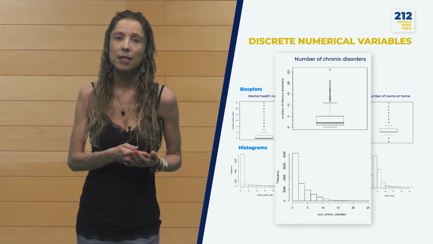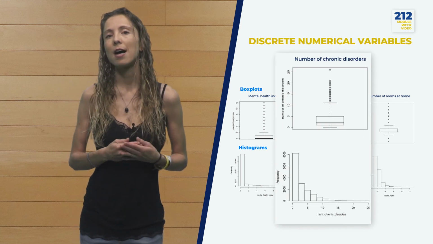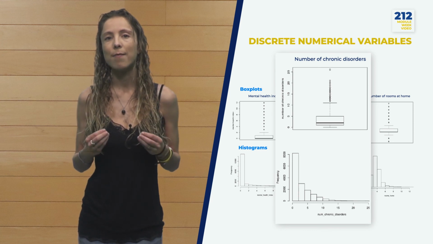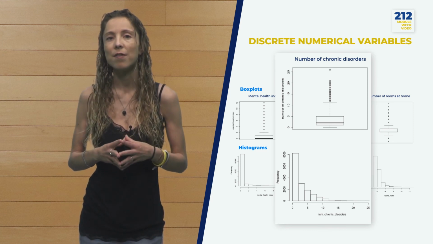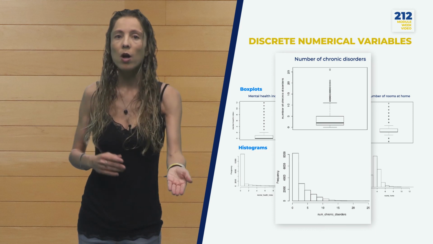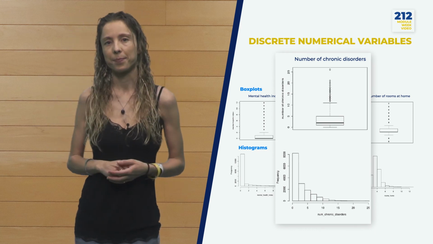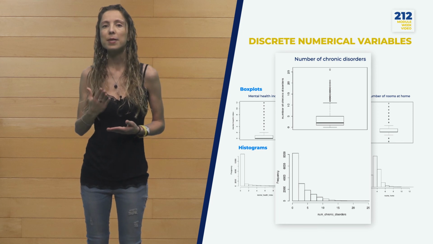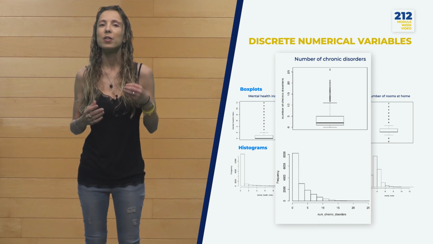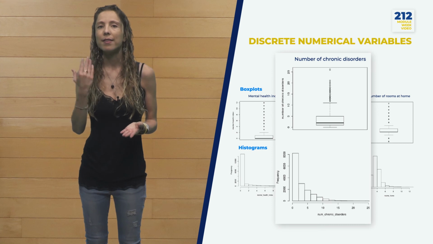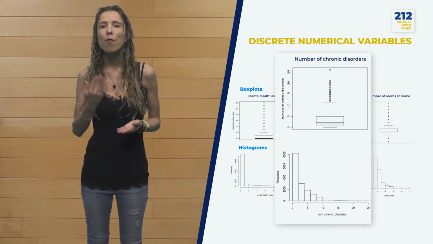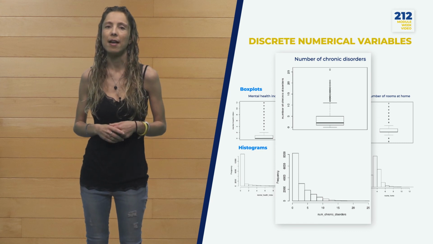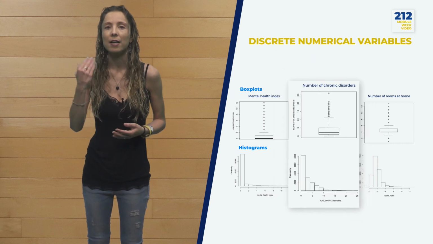In contrast, the number of chronic disorders has more dispersion. The range of values that the variable takes is more extensive, going from 0 to more than 10. If we focus on the box, we see that 50% of the core values between the first quartile and the third quartile go from 1 to 5, and the last 25% from 5 to beyond 10.